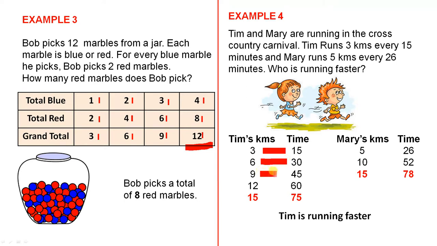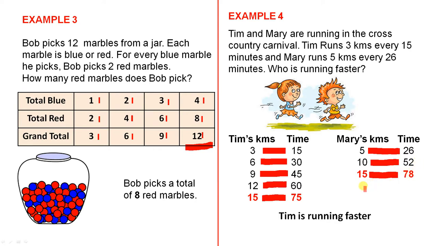For 9 kilometres, he takes 45 minutes. For 12 kilometres, he takes 60 minutes, and for 15 kilometres he takes 75 minutes. So that's very important. That's why I've put that in red. Let's look at Mary. For the first 5 kilometres, Mary takes 26 minutes. After 10 kilometres, she has taken 52 minutes, because you add another 26, or you just double that. After 15 kilometres, she takes 78 minutes. You just add another 26.